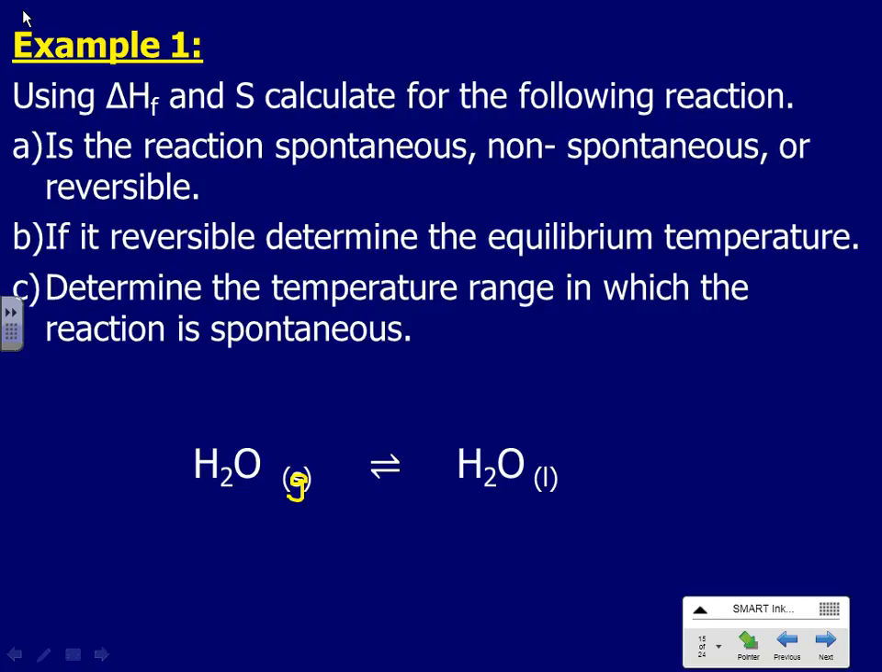What is the entropy of H2O gas? 188. Nobody wants to share their numbers with me, except Jenna. Thanks. 69.9. Jenna can't even speak, and she's offering up all the answers. Thank you. Remember, no negatives in those entropies, right? They're a measurement of disorder. And here I've got that big negative number and a smaller positive number. What do we get there? Yep.